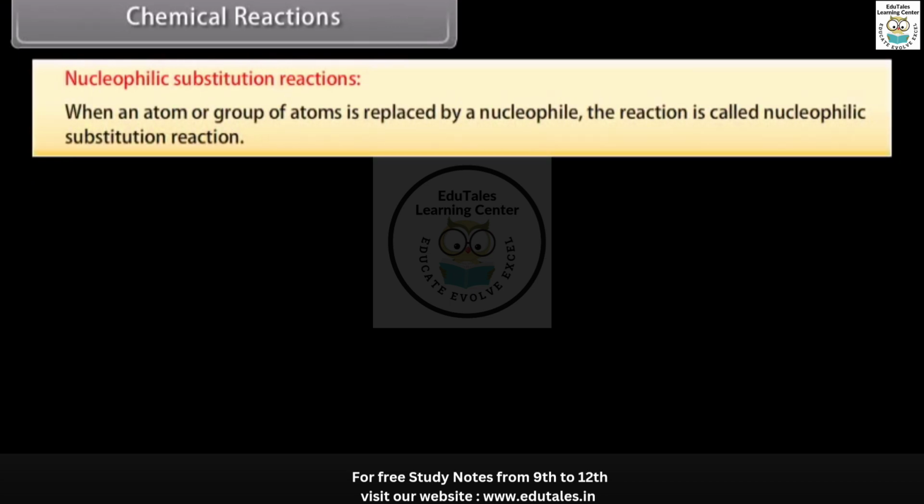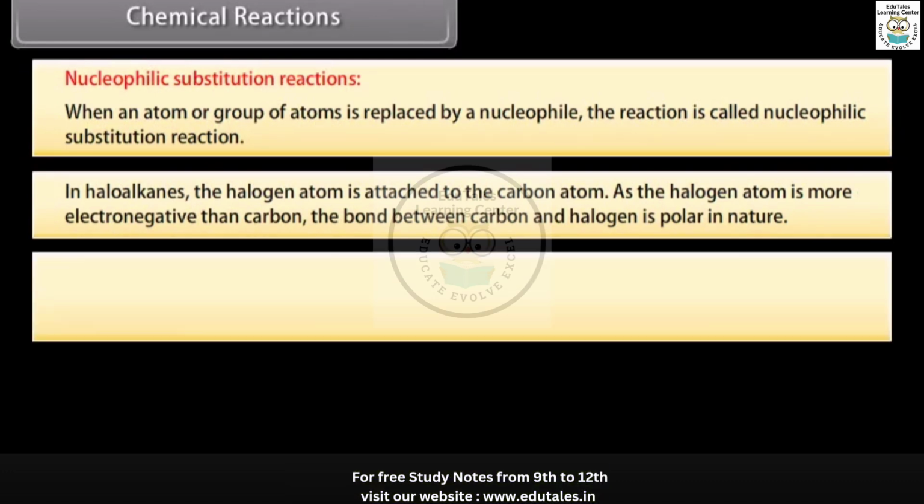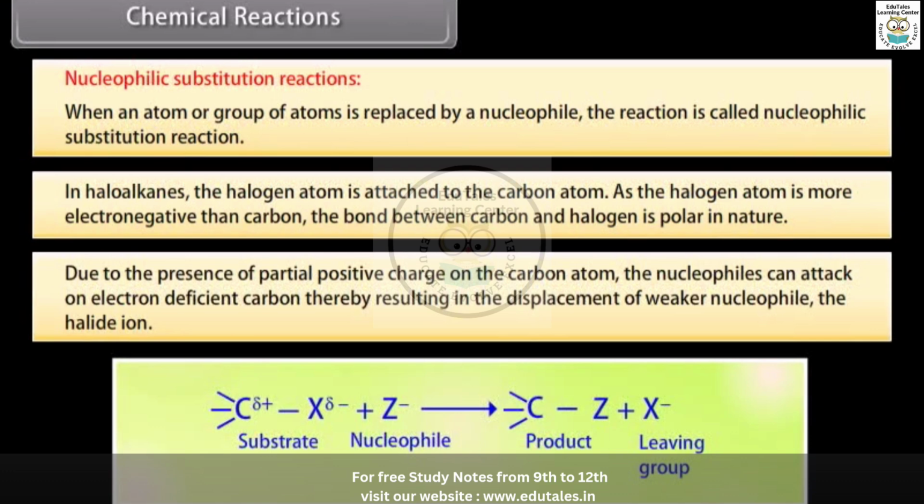When an atom or group of atoms is replaced by a nucleophile, the reaction is called nucleophilic substitution reaction. In haloalkenes, the halogen atom is attached to the carbon atom. As the halogen atom is more electronegative than carbon, the bond between carbon and halogen is polar in nature. Due to the presence of partial positive charge on the carbon atom, the nucleophiles can attack on electron-deficient carbon, thereby resulting in the displacement of weaker nucleophile, the halide ion.